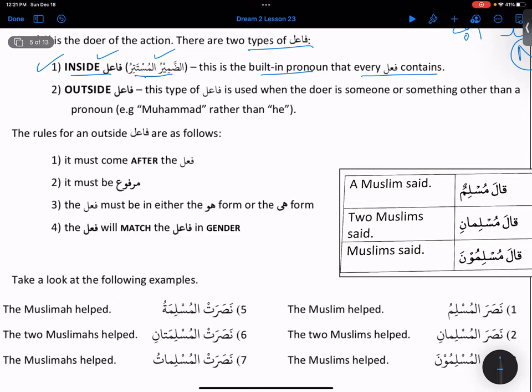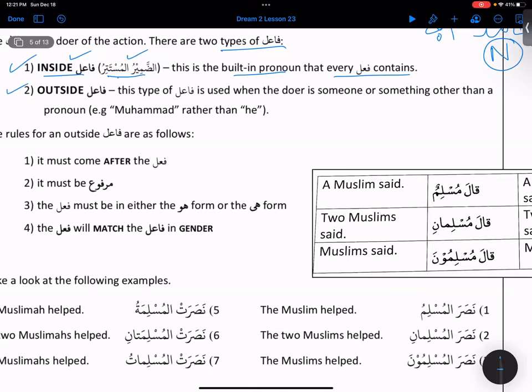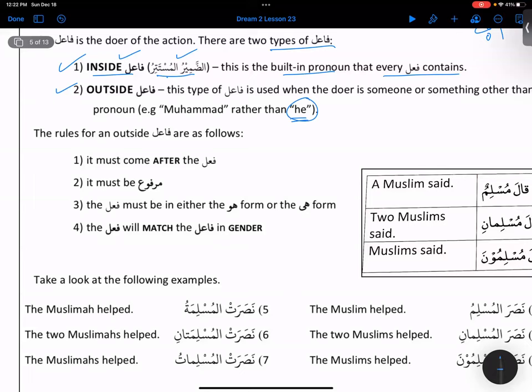Then we are going to learn today another kind of file, which is outside file. This type of file is used when the doer is someone or something other than a pronoun. For example, Muhammad rather than he. So rather than he helped, I'm going to say Muhammad helped. Right? So then I need to have Muhammad as an outside file.